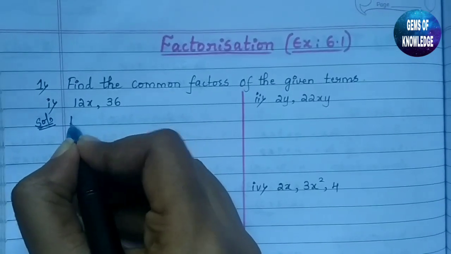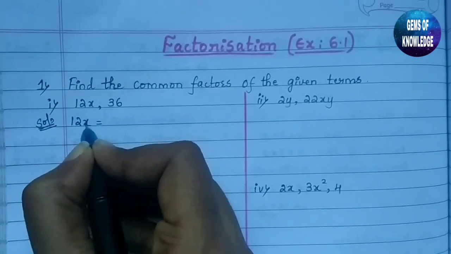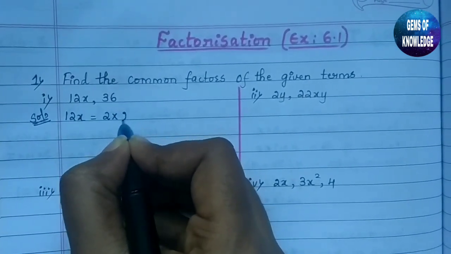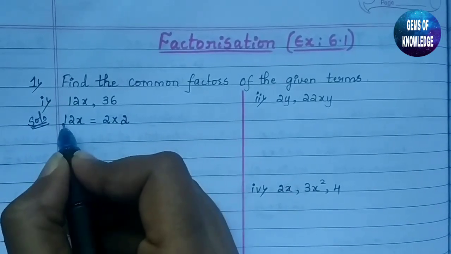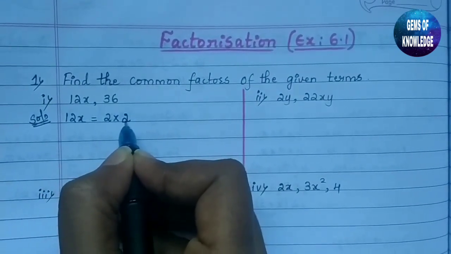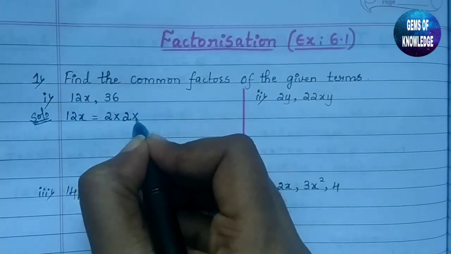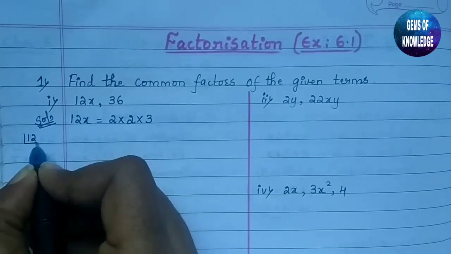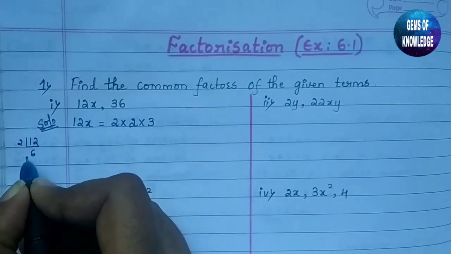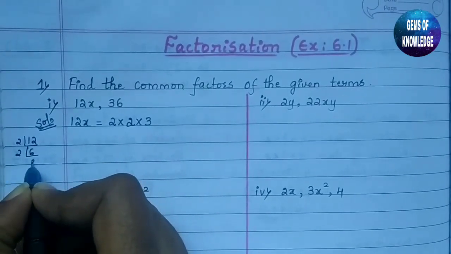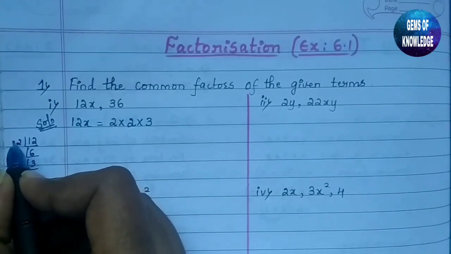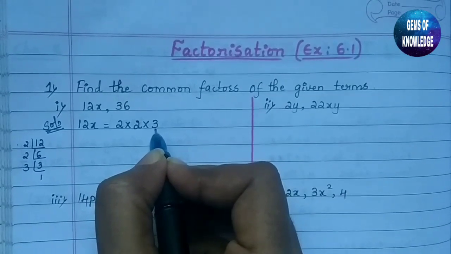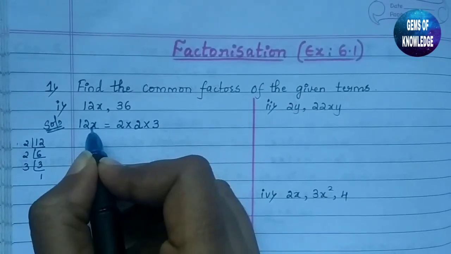First we will write the factors of 12x. 12x can be written as 2 into 2, 2 2s are 4 and 4 3s are 12. If you find difficulty in finding this, you can just take the LCM out of 12. So you'll get 2 6s are 12, then 2 3s are 6 and 3 1s are 3. The things which you got over here, that is 2 into 2 into 3, can be written as it is. So these are nothing but the factors of 12x.